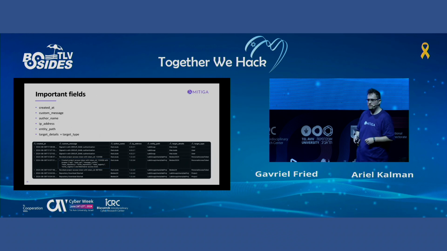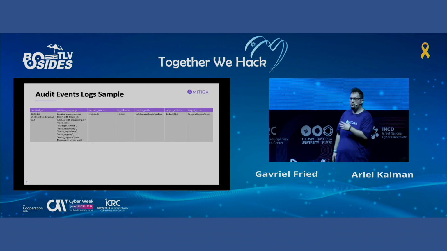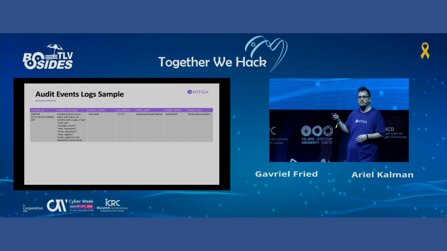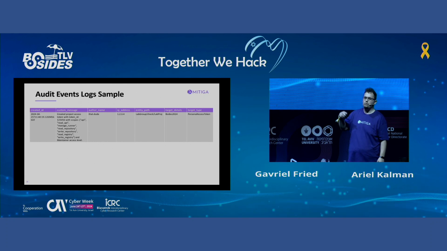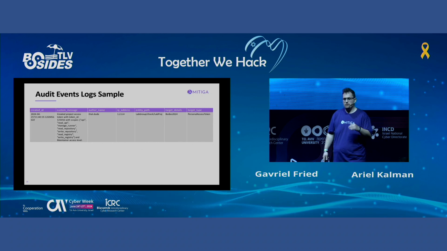So let's dive deep into one of these cases. In this case, we could see that that dude created a project access token called BSidesTLV as the target title, and we could see as the entity path on which project they created this token. This kind of gives us a look of what we could look for.